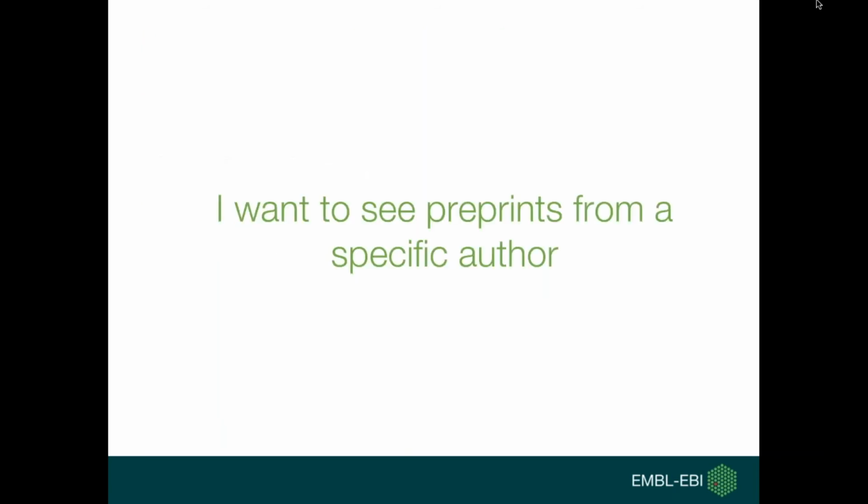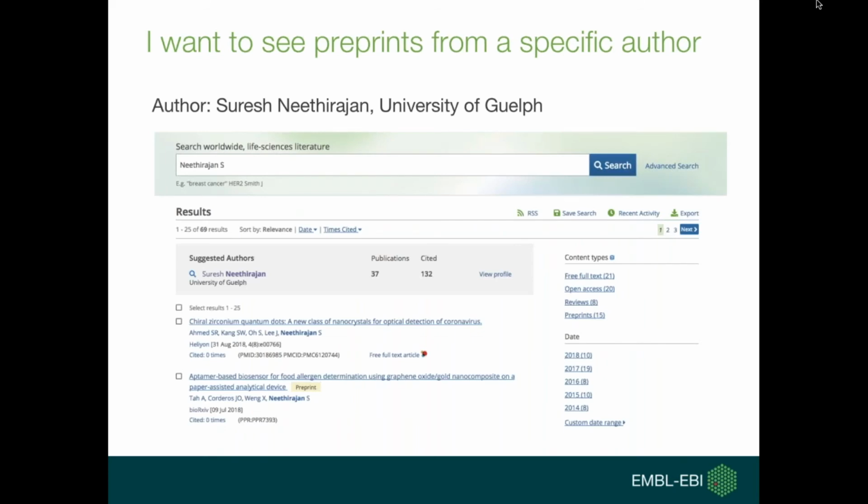Finally, we get to searching for preprints from a specific author. Now, again, searches in Europe PMC work the same way for preprints as they do for journal articles. As you would search anywhere, you will type the family name and perhaps an initial of the author you're looking for. And just as an example here, I'm searching for Suresh Nithrajan from University of Guelph. And what is sort of unique to Europe PMC is that we bring up suggested authors. And you can see this in this gray box above the results.